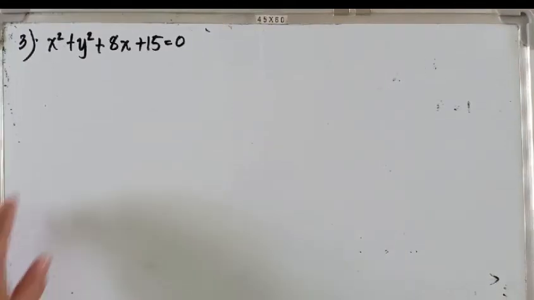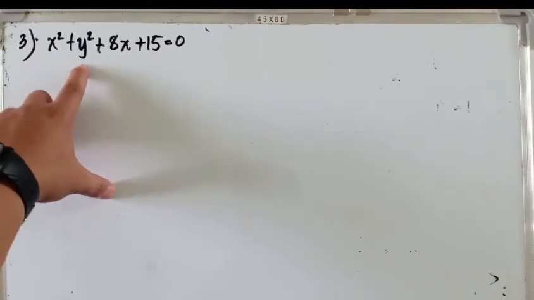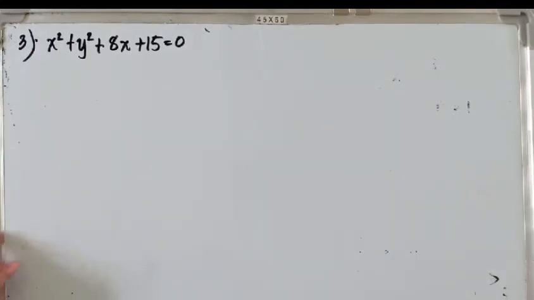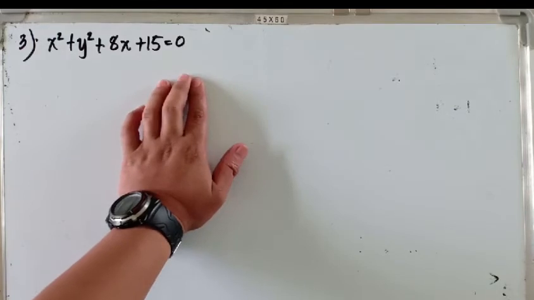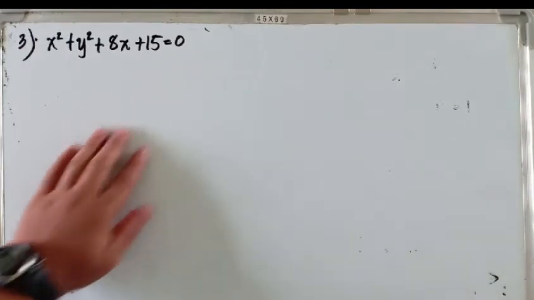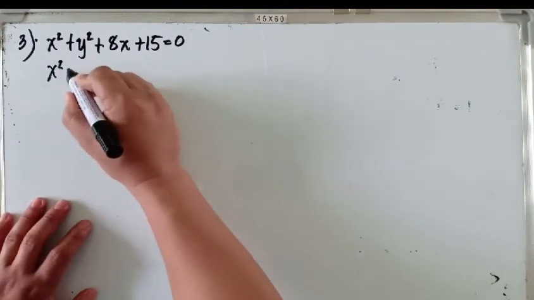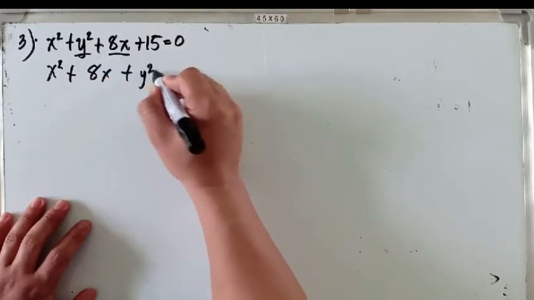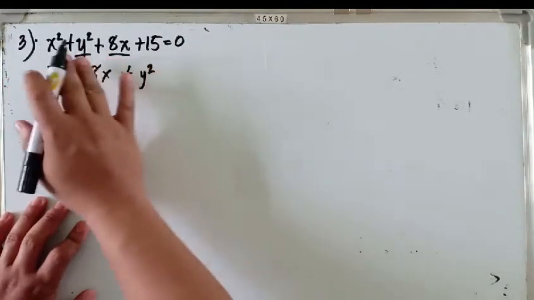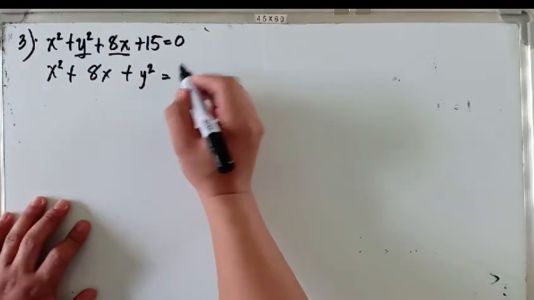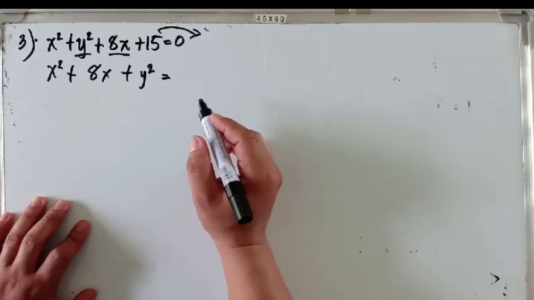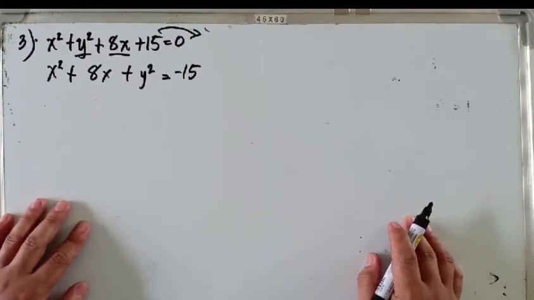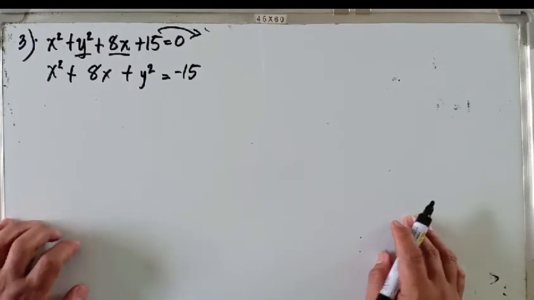Okay, let's take this third example. We have x squared plus y squared plus 8x plus 15 is equal to 0. Let's again express the given general equation of the circle into its standard form, or its center-radius form. First, we need to rewrite this: x squared plus 8x, followed by y squared, but we don't have any linear term on the y variable. That's why we proceed to transposing the 15, so this will become negative 15.